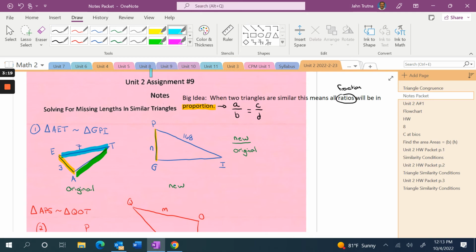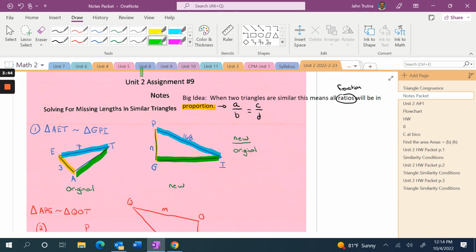Notice the blue side is the letters E to T, which are the second and the third letter in my statement. So that's going to correspond with P to I, the second and the third letters in my statement. So the 168 is going to correspond with the 7, and then the T to A, which is green, which is the third and the first letter, is going to correspond with side I to P.